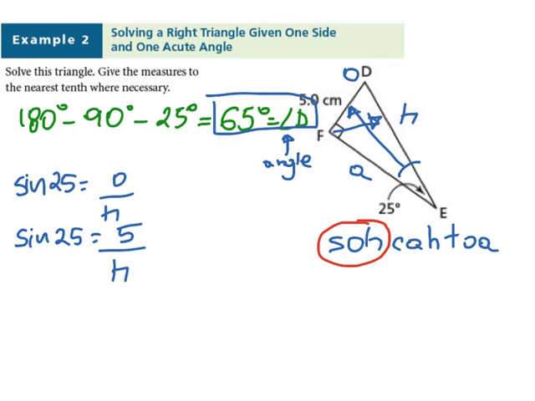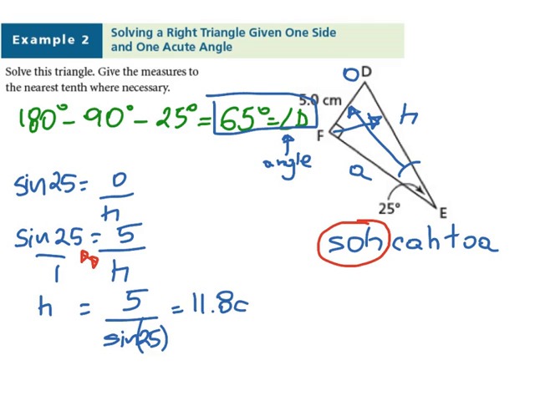When we cross multiply, we are going to interchange the sine 25 with the h. So we get h equals 5 divided by sine 25. As long as you are in degree mode and divide, you should get the hypotenuse of 11.8 centimeters. So that's one side.